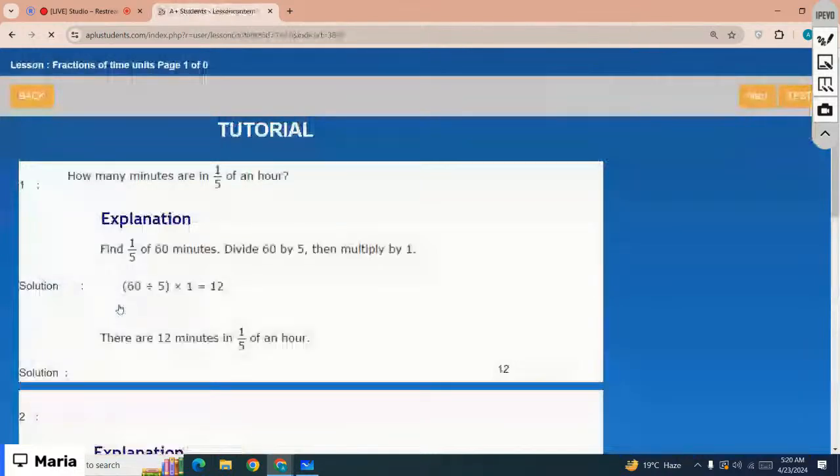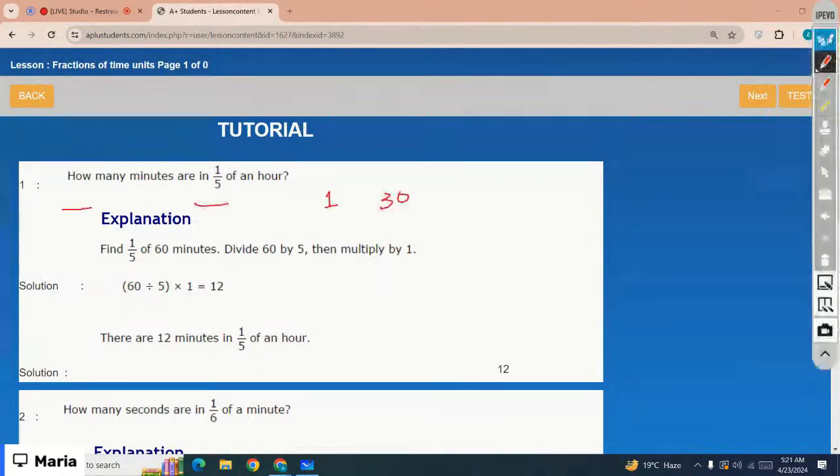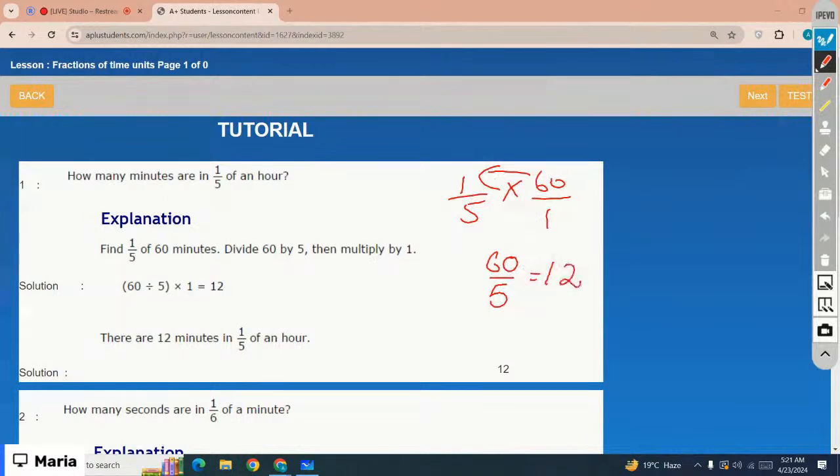How many minutes are in one fifth of an hour? So when you have to calculate one fifth of an hour, basically you have to do 1 by 5 times 60, right? 60 doesn't have any denominator, so simply divide 60 divided by 5 is 12. That means one fifth of an hour means 12 minutes. Got it?